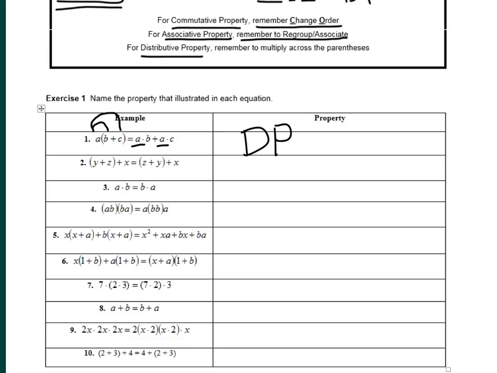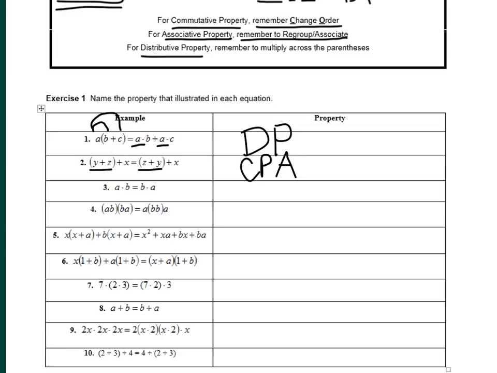Just because it has parentheses doesn't necessarily mean it's the associative property, because here you have y plus z in the parentheses, and here you have y plus z in parentheses. So actually, the parentheses didn't regroup anything. What happened was y plus z became z plus y. It's the commutative property of addition, because y plus z switched order and it became z plus y.